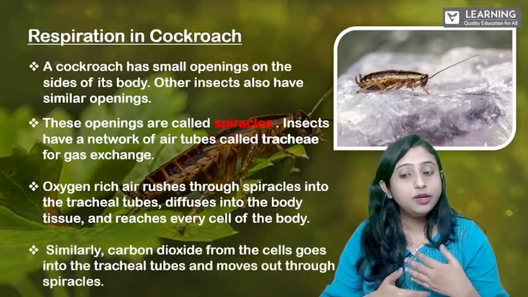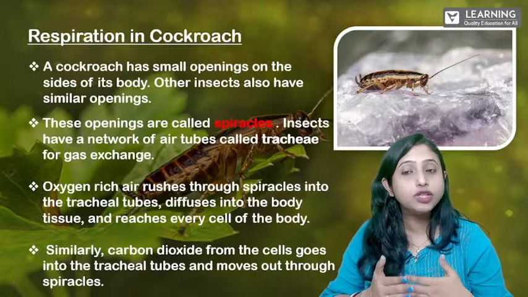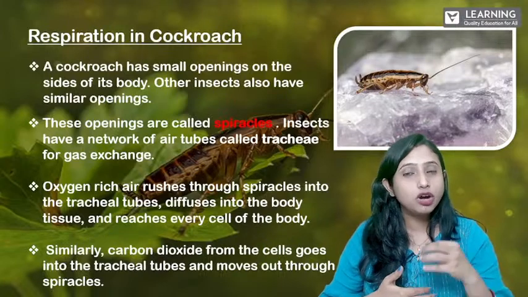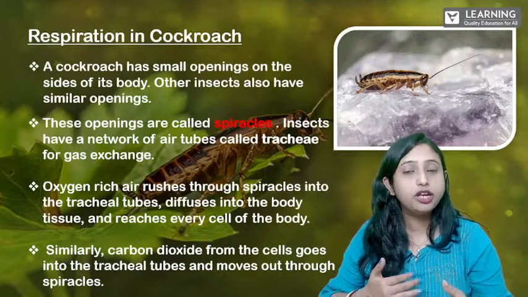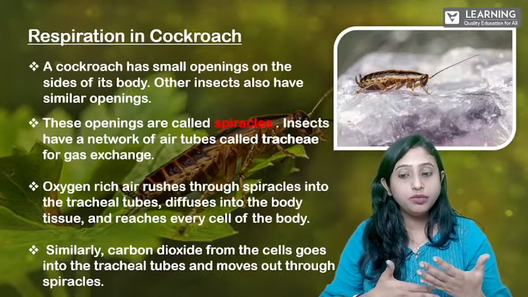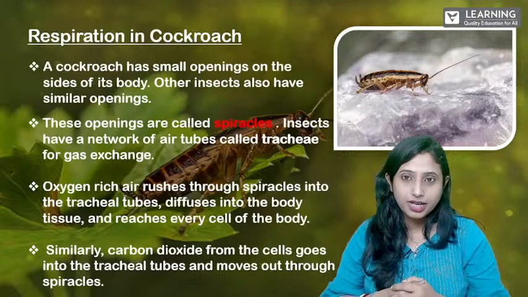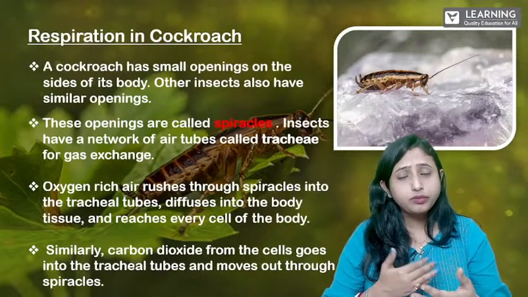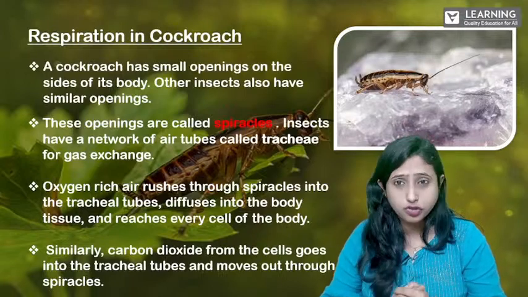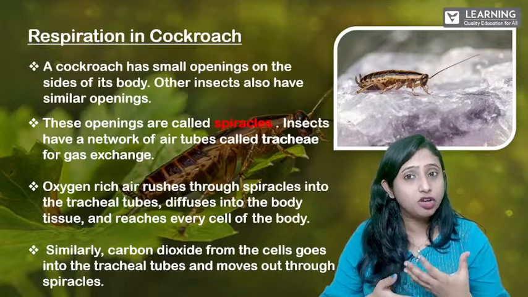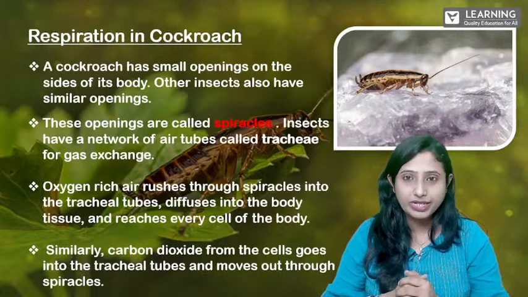Clear? Similarly, carbon dioxide from the cells goes into the tracheal tubes and moves out through the spiracles. Once the oxygen-rich air spreads through the body, the carbon dioxide is also released through the tracheal tubes and moves out through the spiracles. So the exchange of oxygen and carbon dioxide gases takes place in the cockroach too. This process is called respiration. So you have seen how respiration takes place in the cockroach.